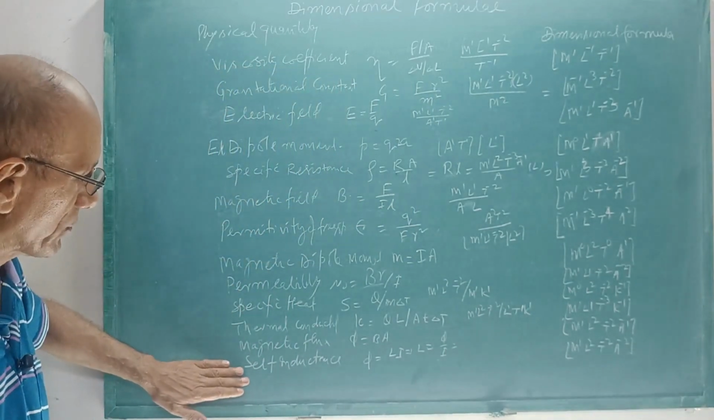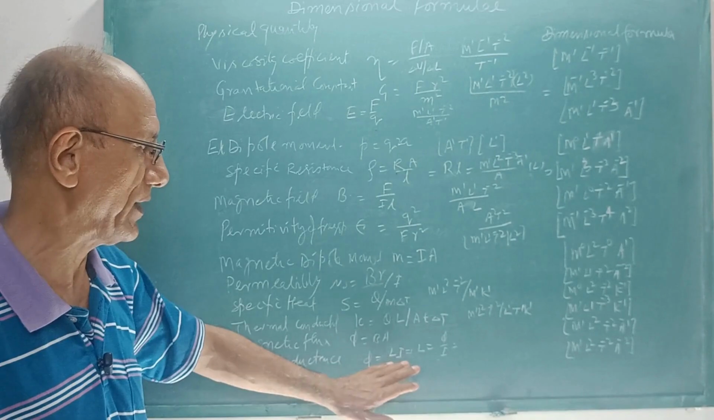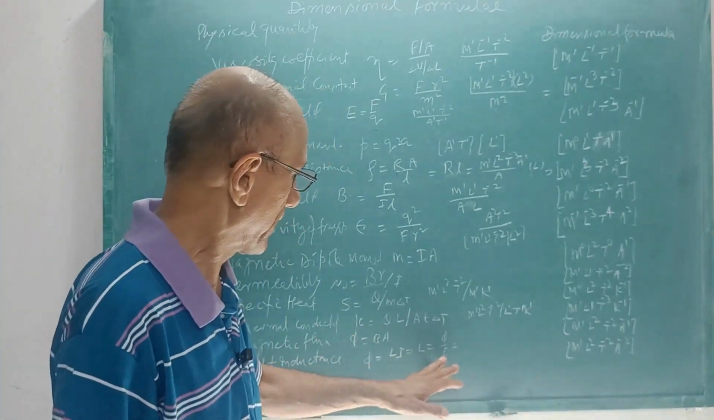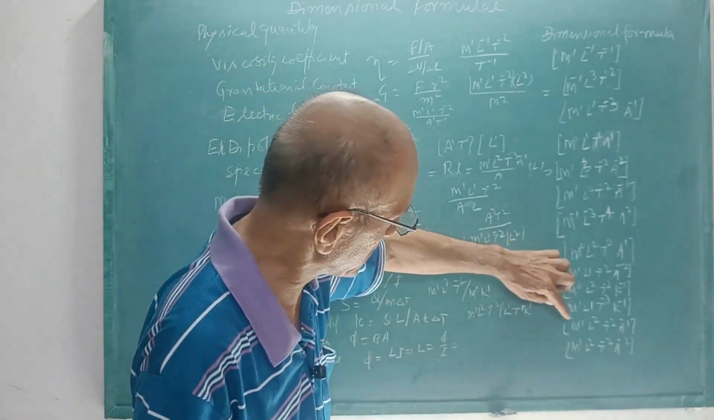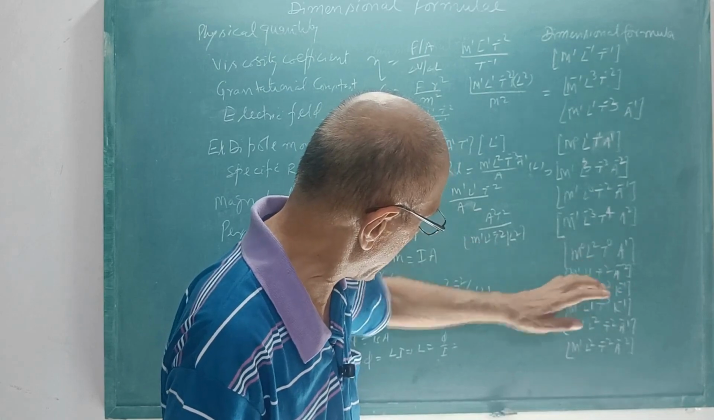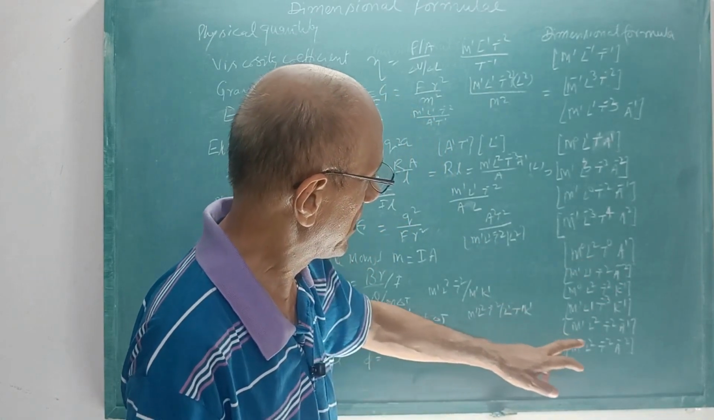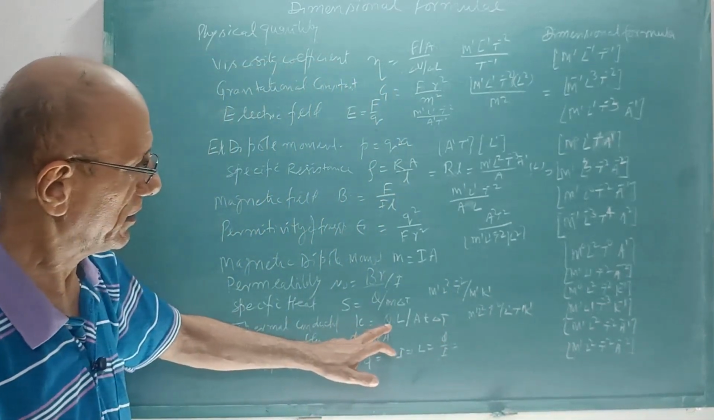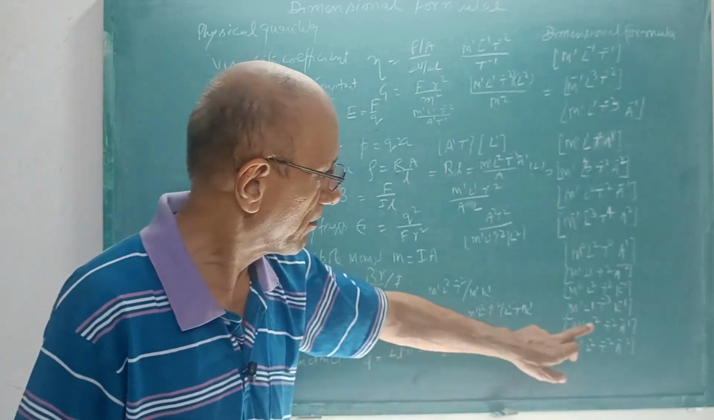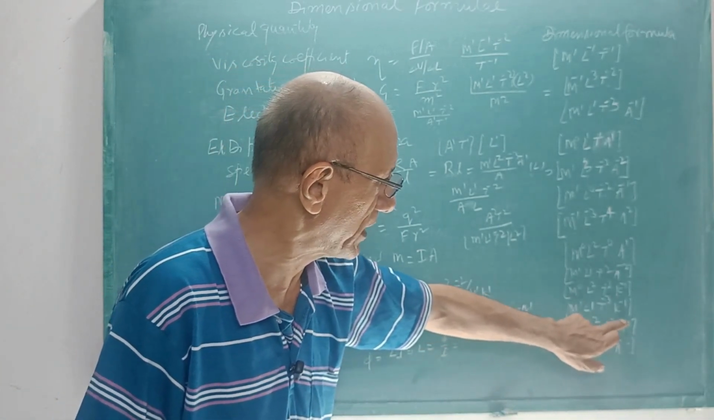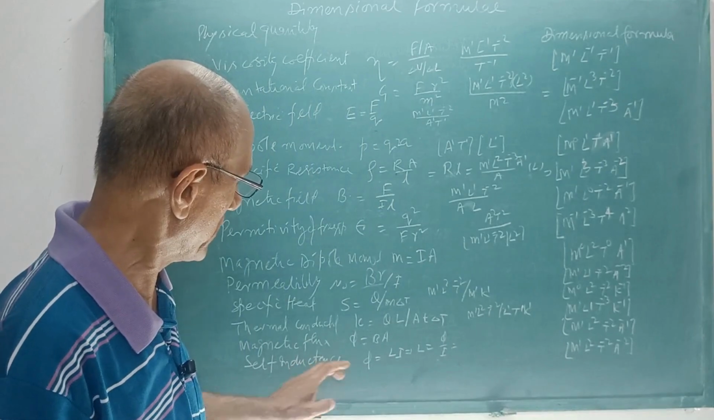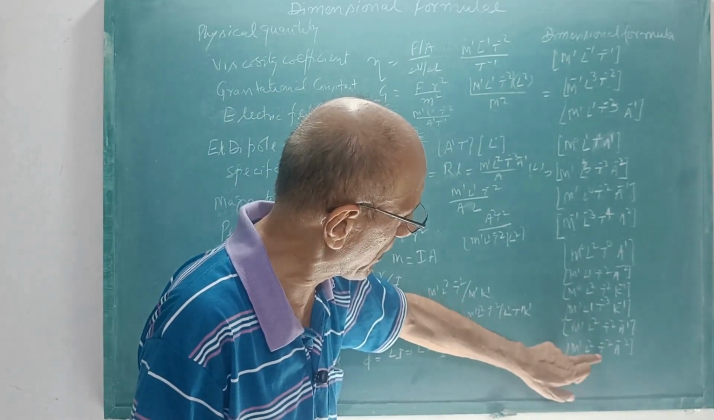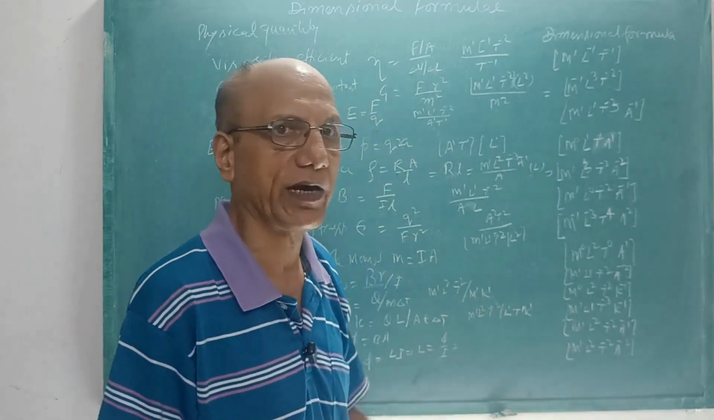Say, now self-inductance, phi is equal to L into I, so L is equal to phi upon I. So magnetic flux divided by current. So magnetic flux is M1 L2 T minus 2 A minus 1, and divided by current, so A minus 1 and minus 1, that is minus 2. So here it will be divided by one more current. So it is M1 L2 T minus 2 A minus 2.